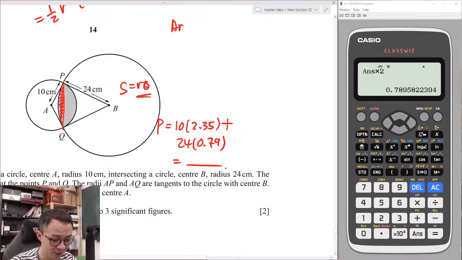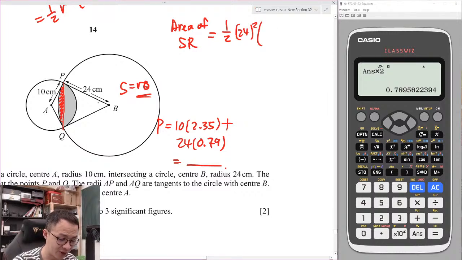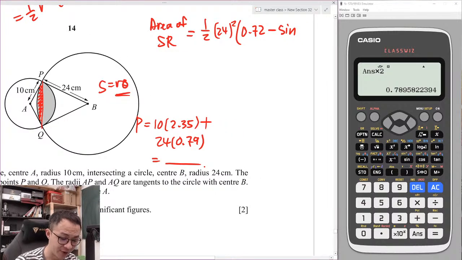So area of shaded region equals half. I find this red color one, so I'm going to use this triangle. Half r squared, 24 squared, theta, what is it? Theta 0.79, minus sine 0.79.